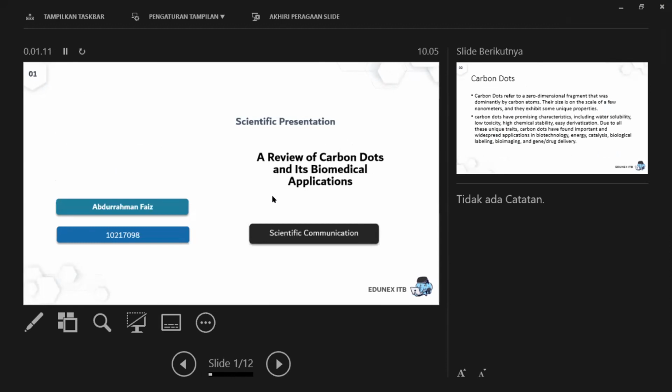Carbon dots are a zero-dimensional fragment dominated by carbon atoms. Their size is on the scale of a few nanometers and they exhibit some unique properties. Carbon dots have promising characteristics, including water solubility, low toxicity, high chemical stability, and easy derivatization. Due to all these unique traits, carbon dots have found important and widespread application in biotechnology, bioimaging, and drug delivery.